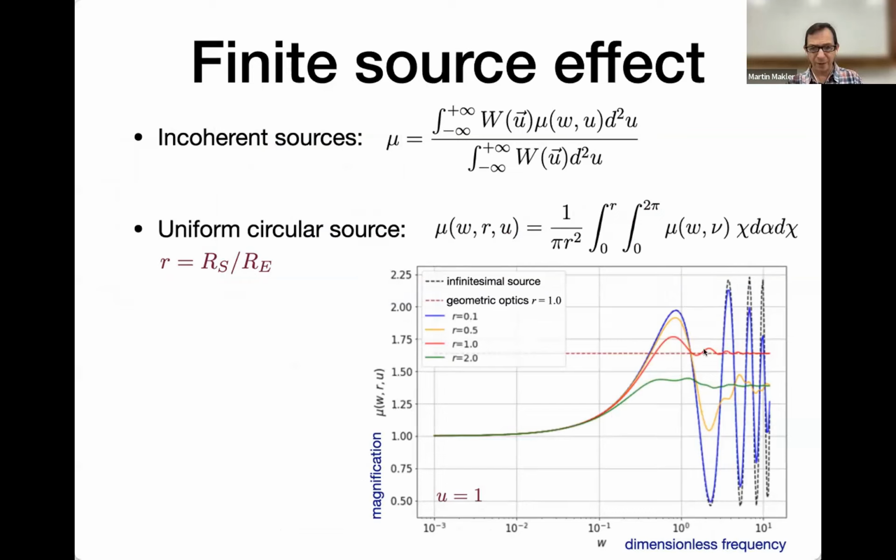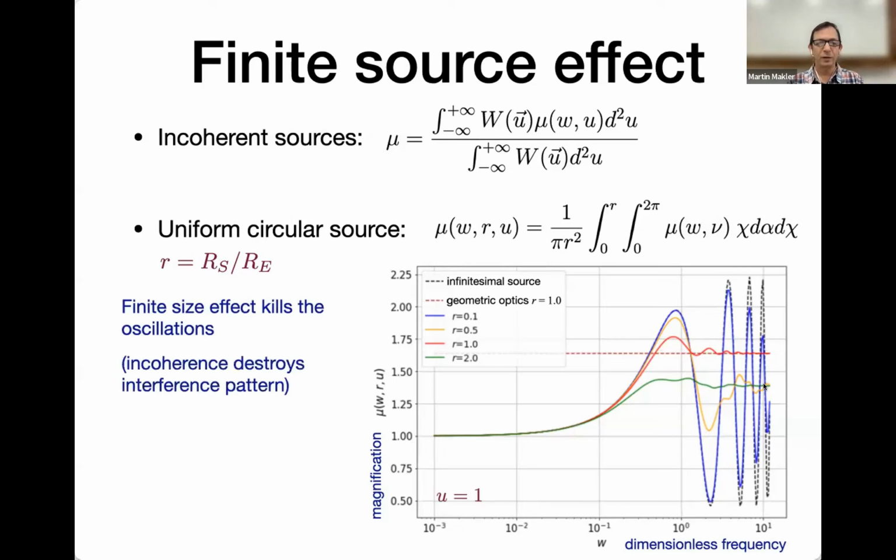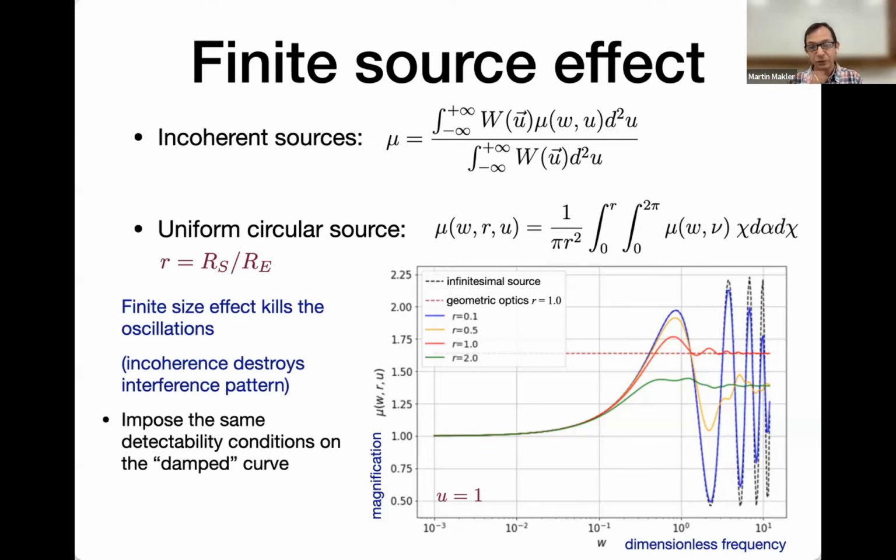For example, with this red line, the magnification ends up being exactly the magnification in the geometric optics regime, so there are no oscillations. So actually, we have to consider these effects. And we consider the very same conditions as before, but now we impose the conditions on the amplitude of the oscillations considering the finite source effect. The other conditions on the wavelength range and so on don't change, because the position of the peaks is almost the same as with the point source.